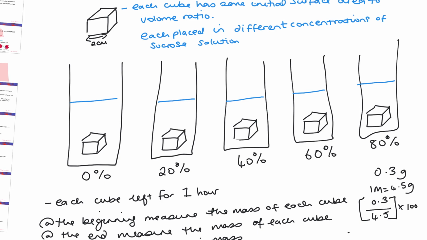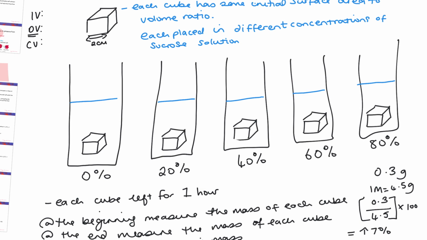And then that would tell you that you would have an increase in mass of 7%. So let's just take a look at these experimental setups. Can we identify the independent variable, the dependent variable, and the control variables? Well, remember, the dependent variable is the thing that you measure, and you are measuring the change in mass, and then you are using that to calculate the percentage change in mass.